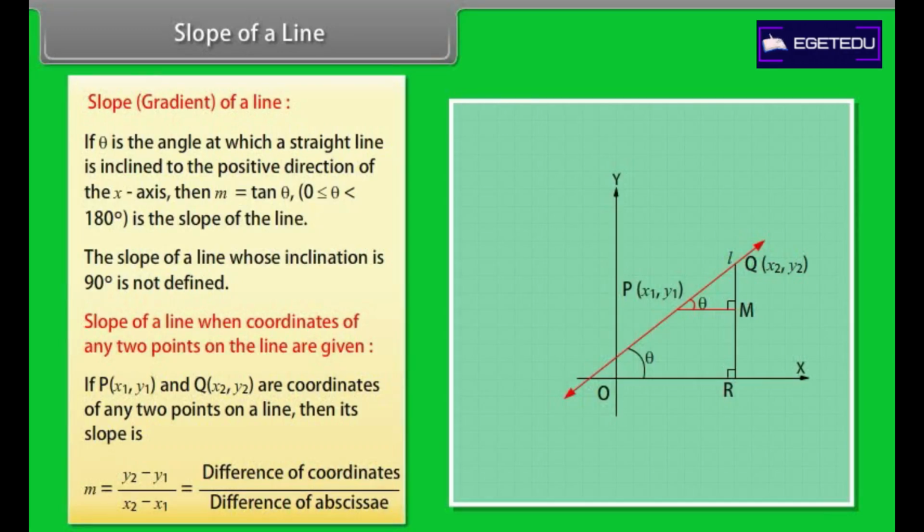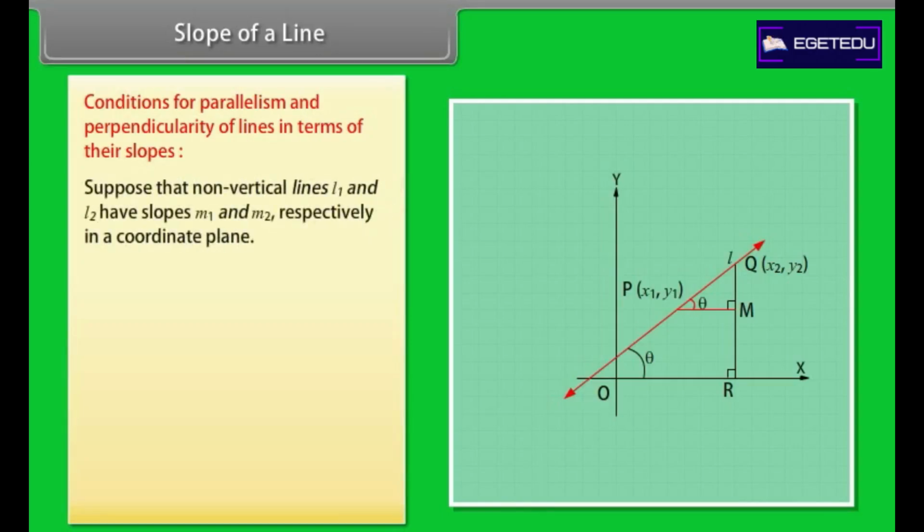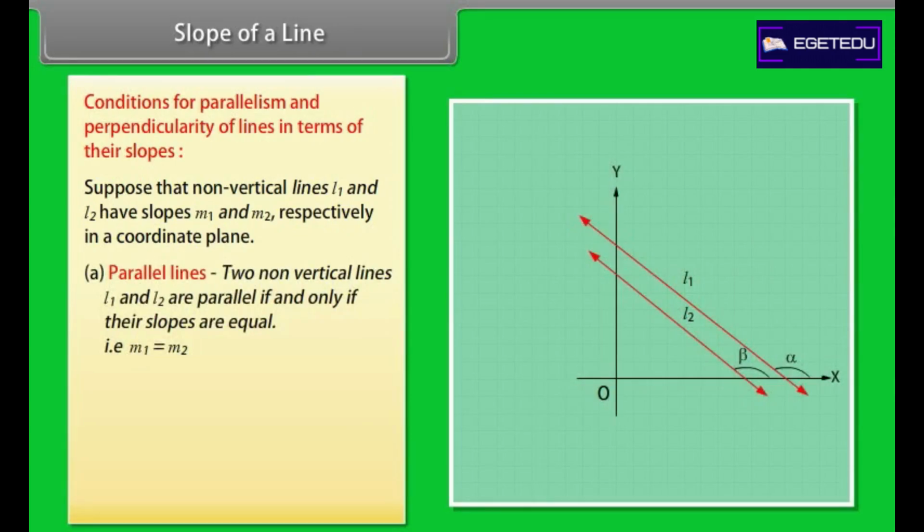Conditions of parallelism and perpendicularity of lines in terms of their slopes. Suppose that non-vertical lines L1 and L2 have slopes m1 and m2 respectively in a coordinate plane. Parallel lines. Two non-vertical lines L1 and L2 are parallel if and only if their slopes are equal, that is, m1 is equal to m2.